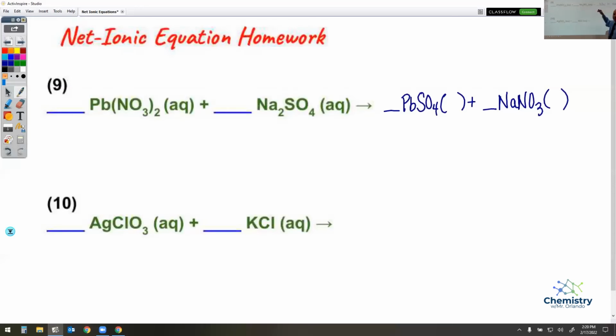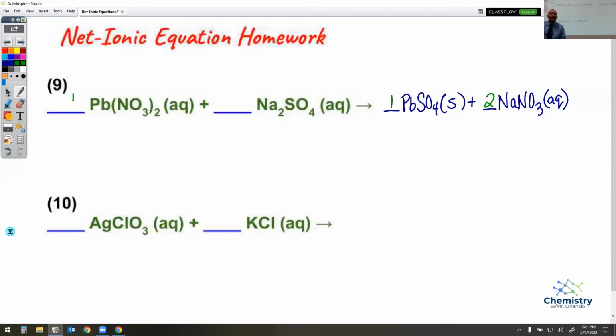Lead 2 sulfate. Sulfates in general are soluble compounds, but lead 2 is an exception to that. So that's going to be a solid. Sodium nitrate, that's made up of a group 1, that's always soluble, and a nitrate, those are always soluble. So the next part is to balance this equation. Balancing the equation, we have 1 lead, 2 nitrates, so we're going to put a 2 in front of our sodium nitrate, two sodiums. We have two sodiums in sodium sulfate. So this will get a 1, a 1, and a 1.